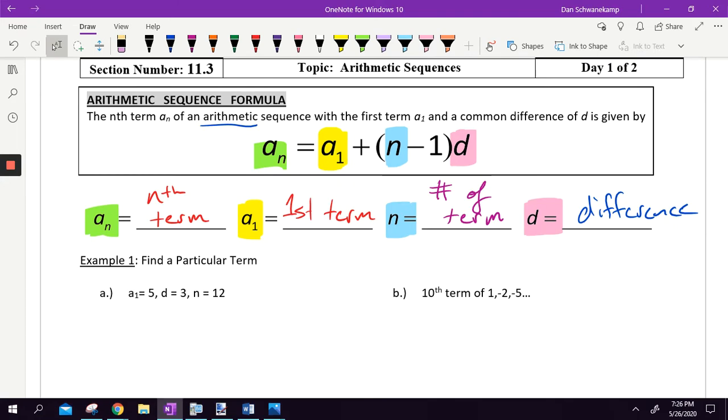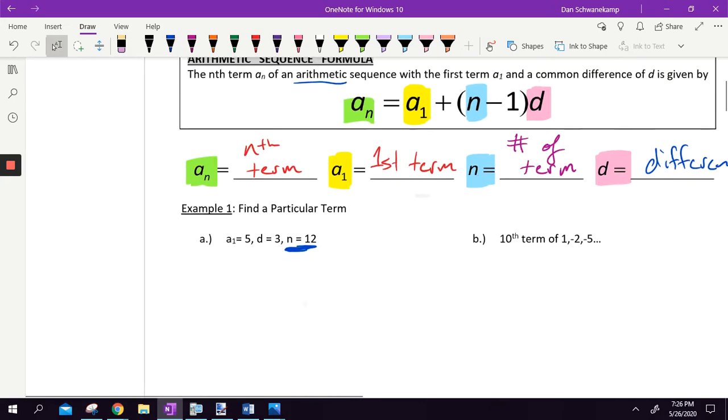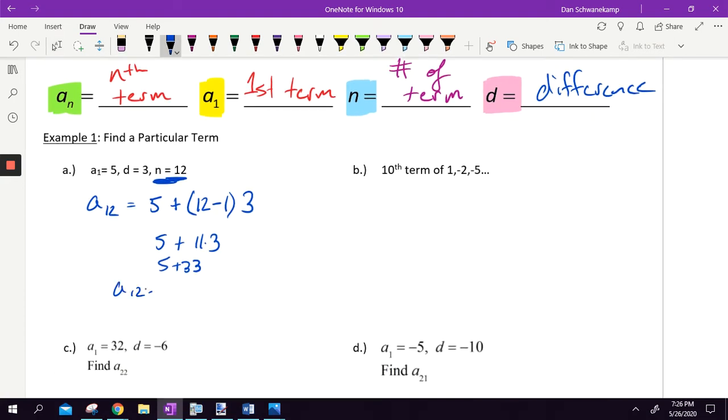So let's apply this formula. We want to find the 12th term, because n is equal to 12, of this arithmetic sequence. So we are finding a sub 12. A sub 1 is going to represent our starting number, which is 5, plus n minus 1, 12 minus 1, times my difference, so times 3. And then we're just going to solve. 5 plus 11 times 3, 5 plus 33 is 38. Or in other words, the 12th term of this sequence is 38.